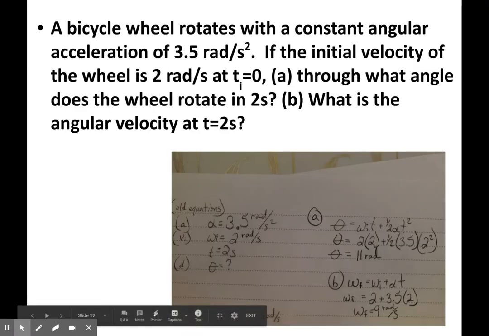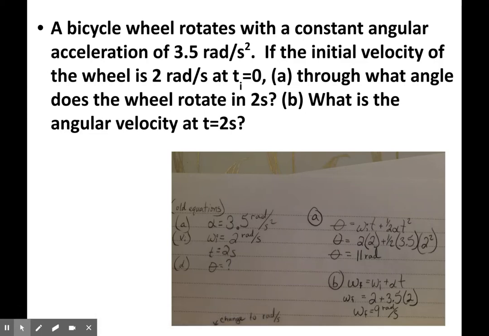So if we look at this first problem, a bicycle wheel rotates with a constant angular acceleration. Angular acceleration is this symbol. If the initial velocity of the wheel is 2 radians per second, so rotational velocity is the omega, at time t of 0, through what angle does the wheel rotate in 2 seconds? They're asking basically for a distance. Part B, what is the angular velocity? So basically the final velocity.